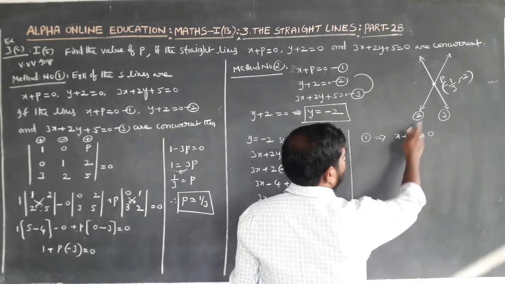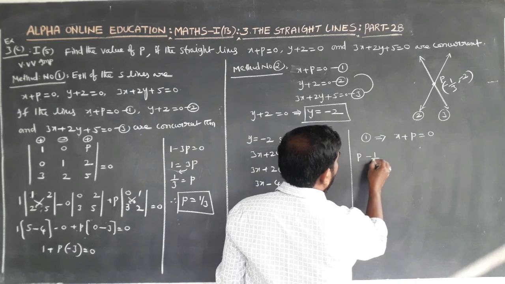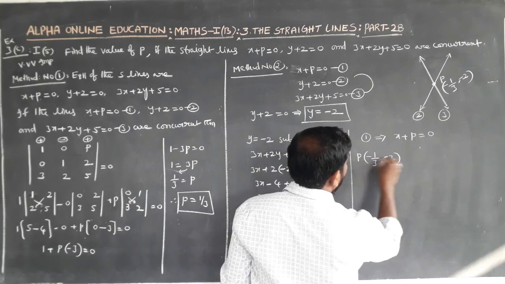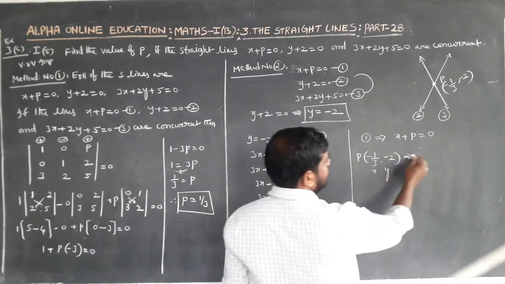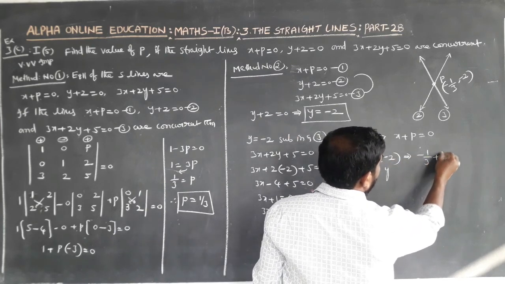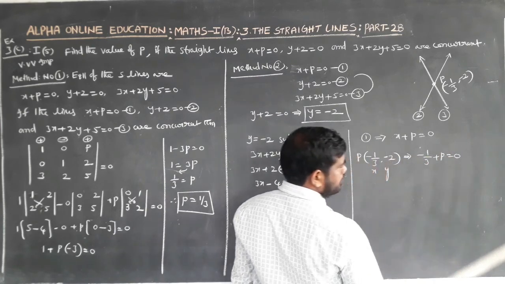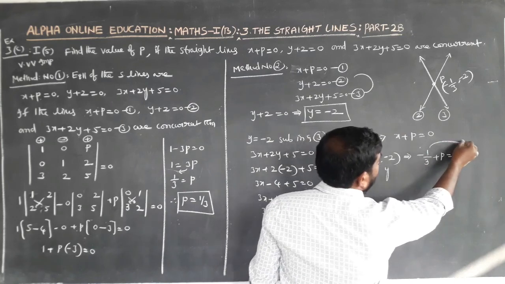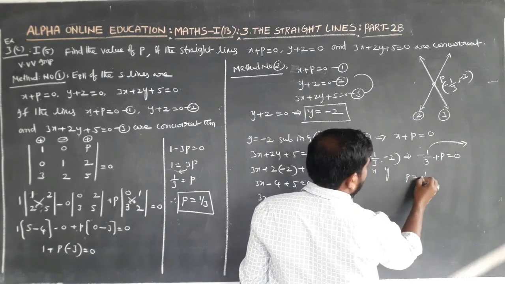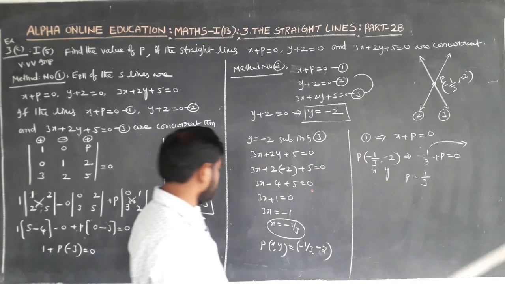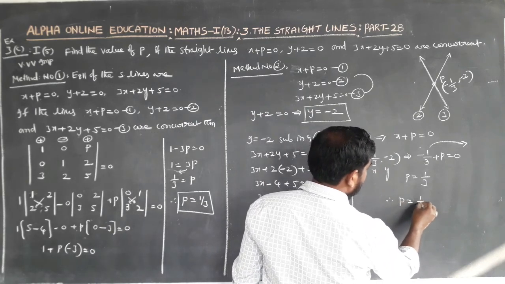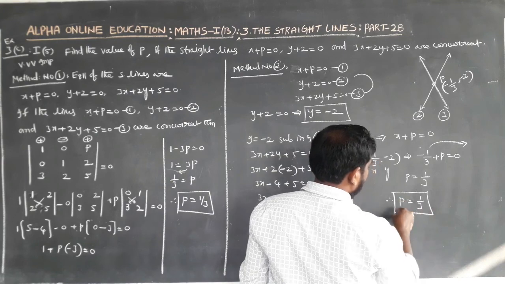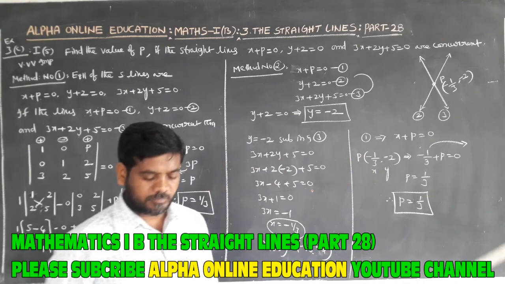Equation number 1 is x + p = 0. Substitute the point (minus 1 by 3, minus 2) on line 1. Here x is minus 1 by 3, so minus 1 by 3 plus p is equal to 0. Taking minus 1 by 3 to the right side, p is equal to 1 by 3. Therefore, p is equal to 1 by 3 is the answer.